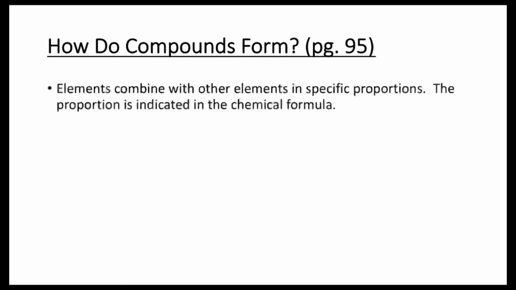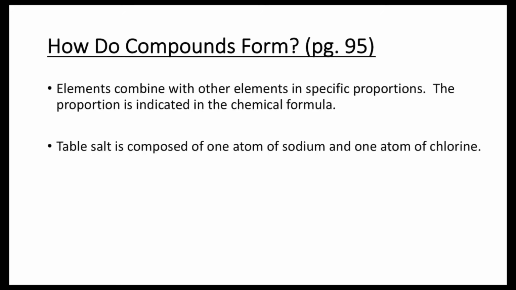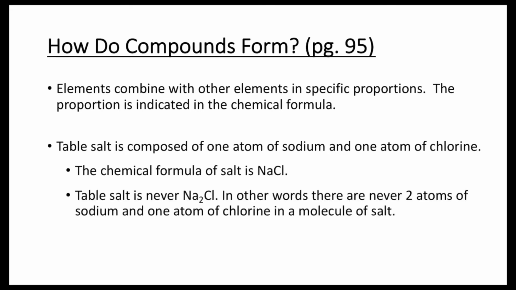So elements combine with other elements in specific proportions. The proportion is indicated in the chemical formula. Table salt is composed of one atom of sodium and one atom of chlorine. So the chemical formula for salt is NaCl. Table salt is never Na2Cl. In other words, there are never two atoms of sodium and one atom of chlorine in a molecule of salt.